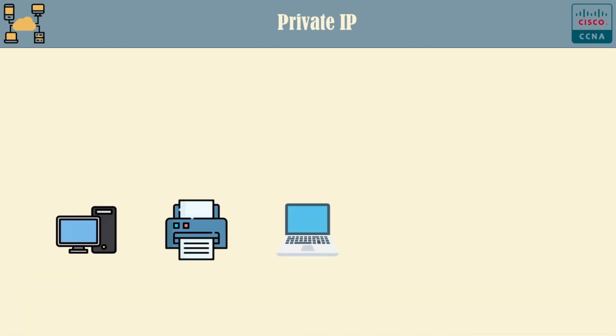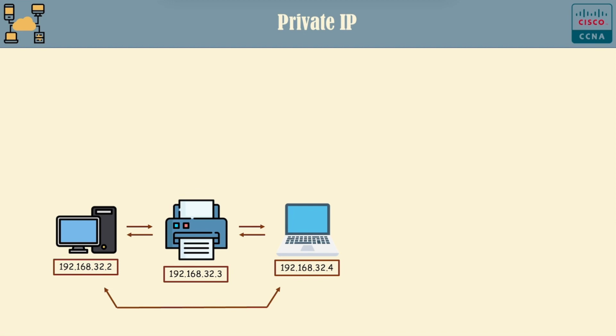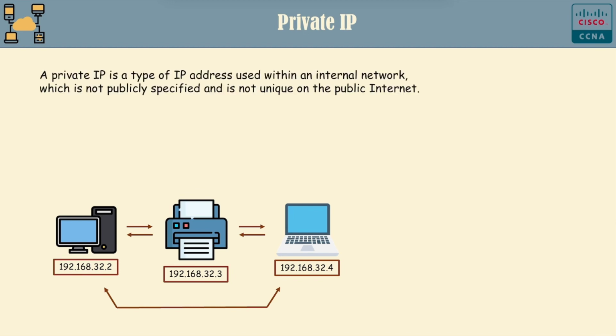Let's move on to private IP. Every device within a local area network, LAN, has to have an IP address to communicate with each other. A private IP is a type of IP address used within an internal network, which is not publicly specified and is not unique on the public Internet.